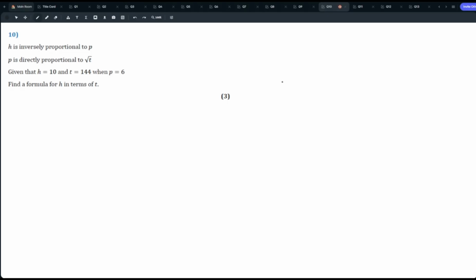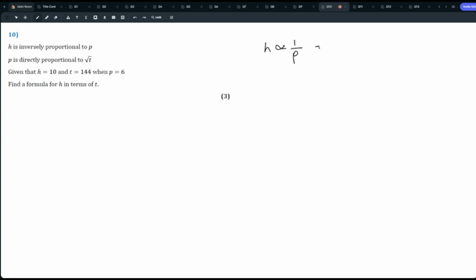Done. Question number 10. This is a non-calculator and this is a direct or indirect proportion type question. H is inversely proportional to P. P is directly proportional to root of T. Now what I like to do is, as soon as I see these sentences, I just like to create equations. So H is inversely, so this is a proportional sign. Now if it's inverse, it's going to be 1 over every single time. 1 over P, because it's indirect or inverse.